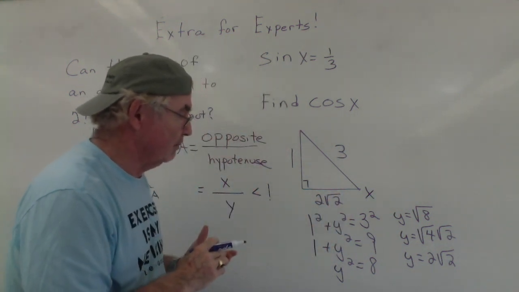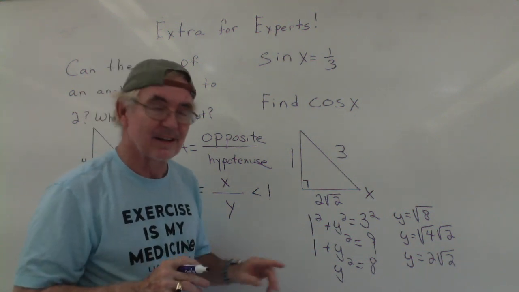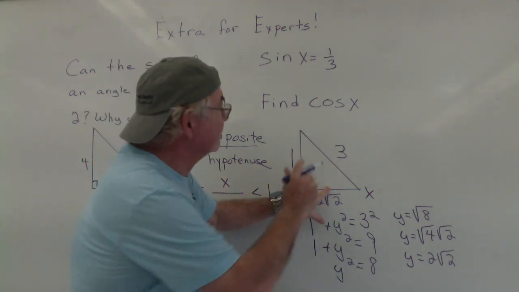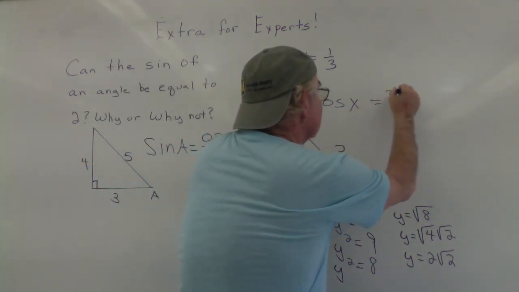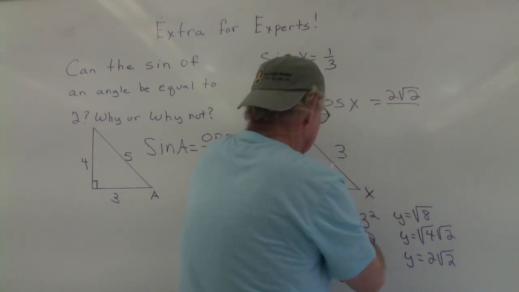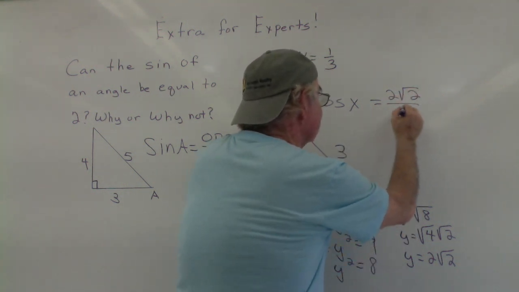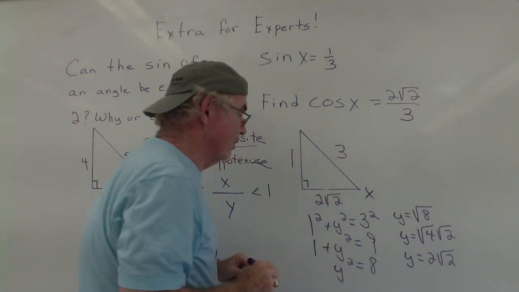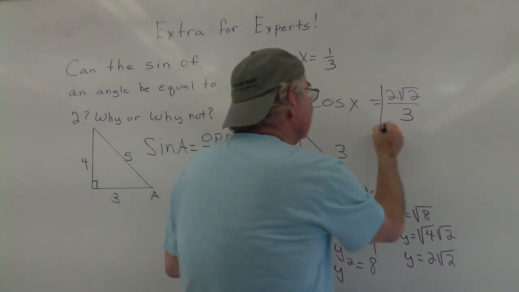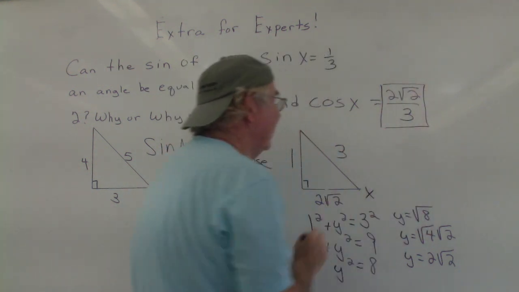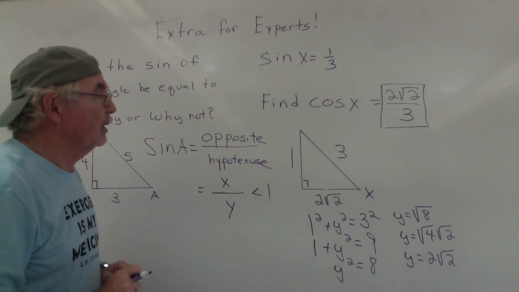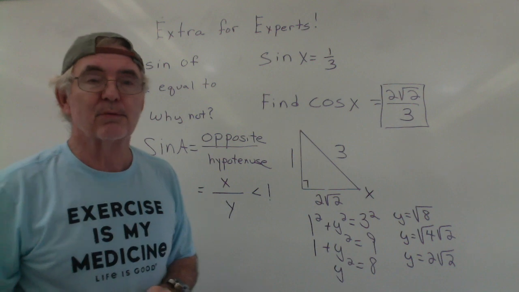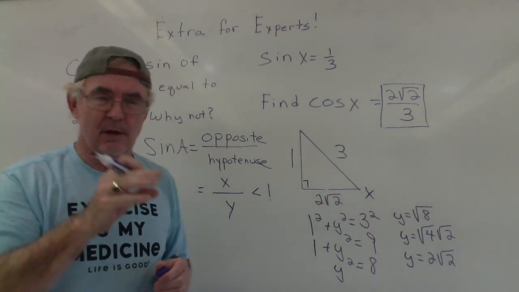So in closing, what's the cosine of x? The cosine of x is the adjacent divided by the hypotenuse. And that's your answer. Our next lesson will deal with finding more problems such as this. And this was our extra for experts today, which I know you are.